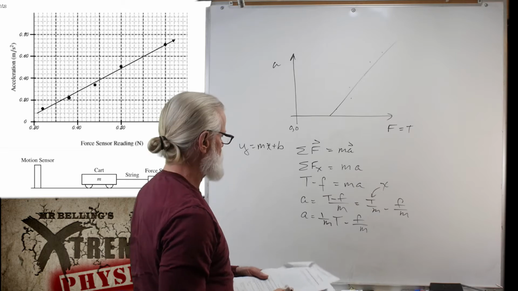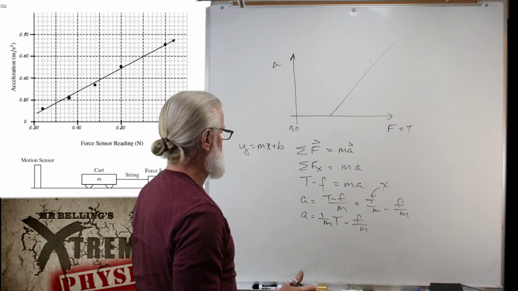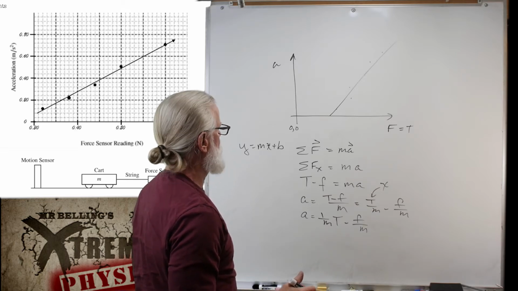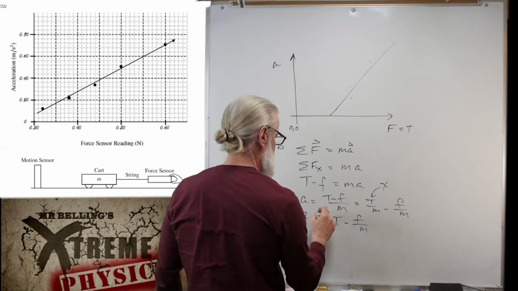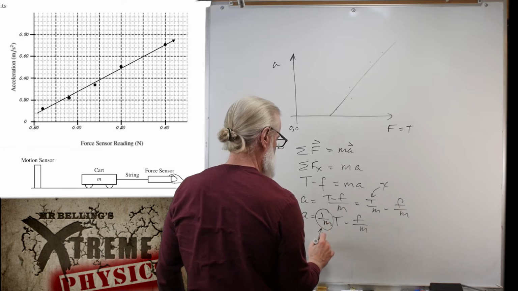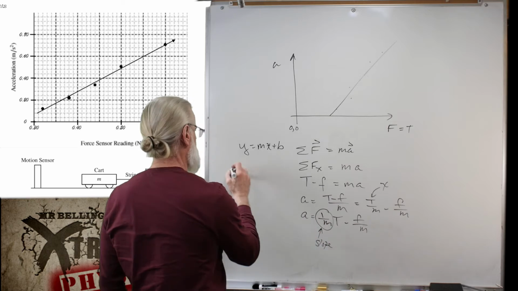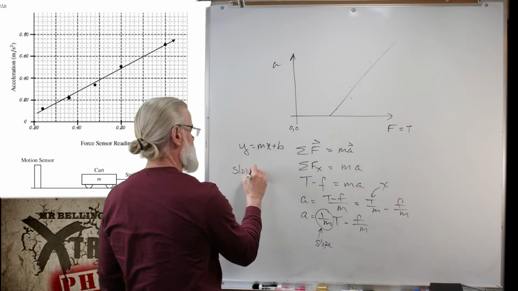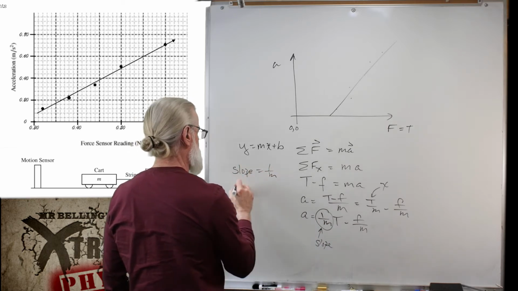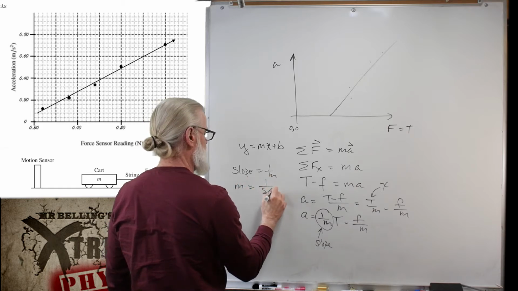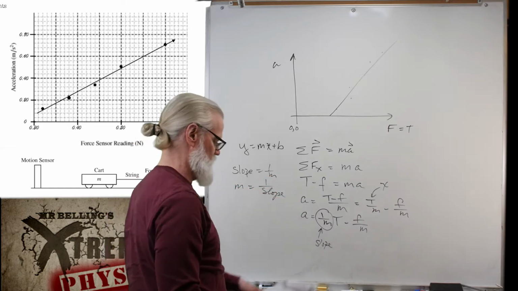All right, now this right here is the slope, right? So how are we going to find the mass? We're going to calculate the slope. Slope equals 1 over mass. Mass equals 1 over slope, right? So that's what we would do.